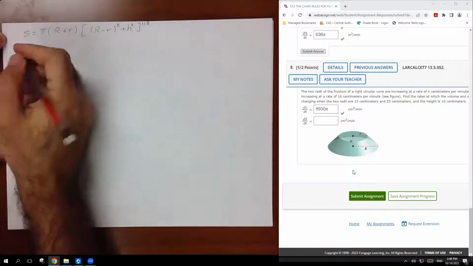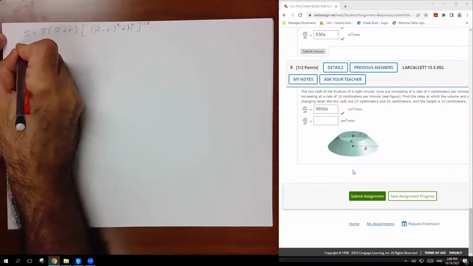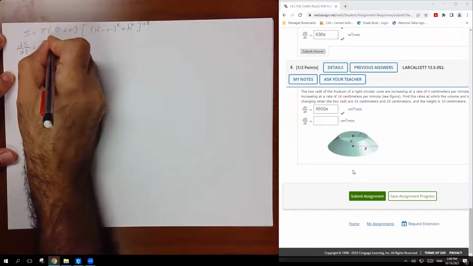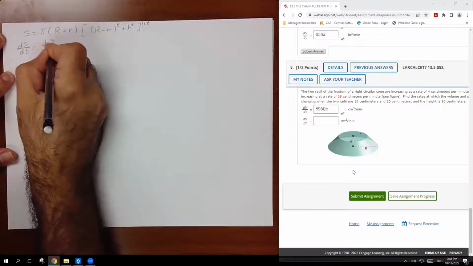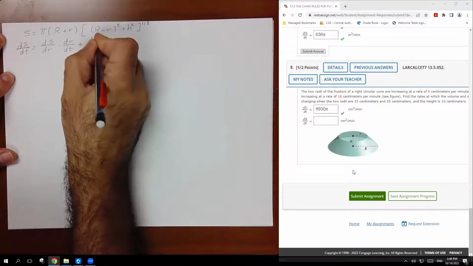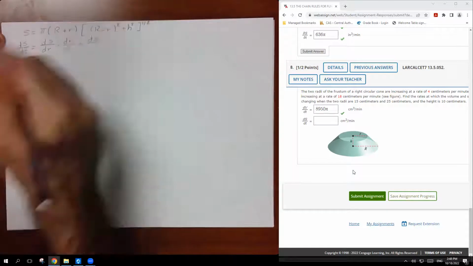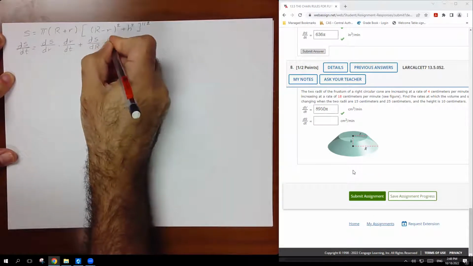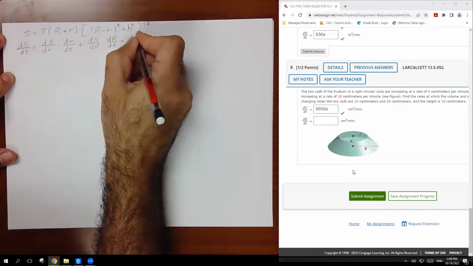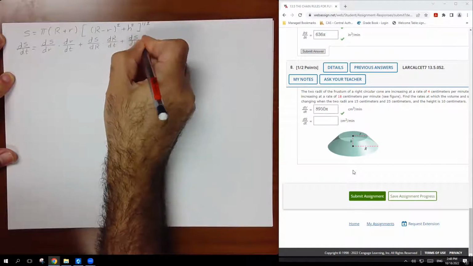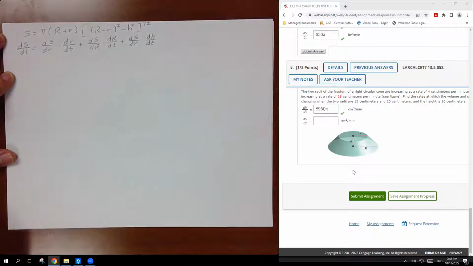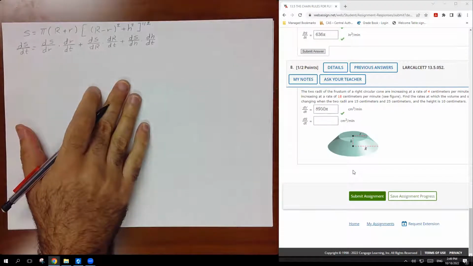Now we're going to do the same thing to find the change on the surface. It's going to be dS with respect to t, which is dS with respect to r times dr over dt, plus dS with respect to capital R times d capital R over dt, plus dS with respect to h times dh over dt. So now we're going to start one by one, and you have to be careful because it's really long steps.